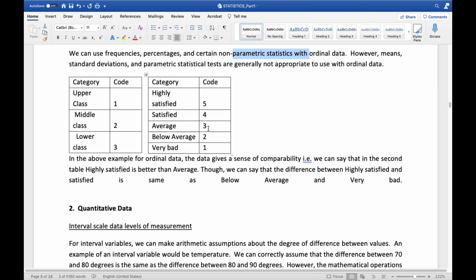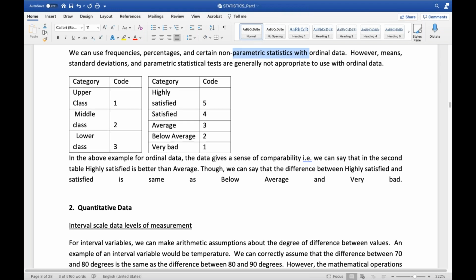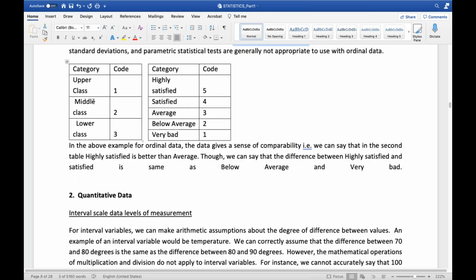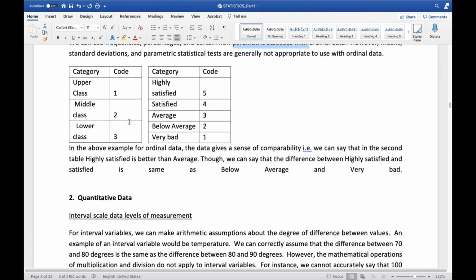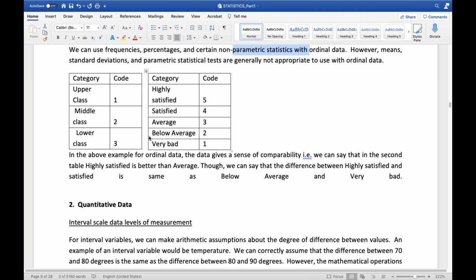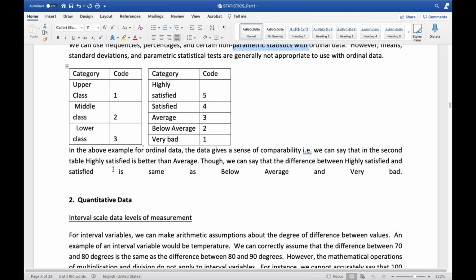You cannot perform the mean of it. That is a blunder, because it is categorical data, you can't apply it. It is qualitative data, you can't apply any kind of parametric test. If it is ordinal data, we can apply frequencies on it. In the above example of ordinal data, the data is given a sense of comparability, so we can do the comparison.